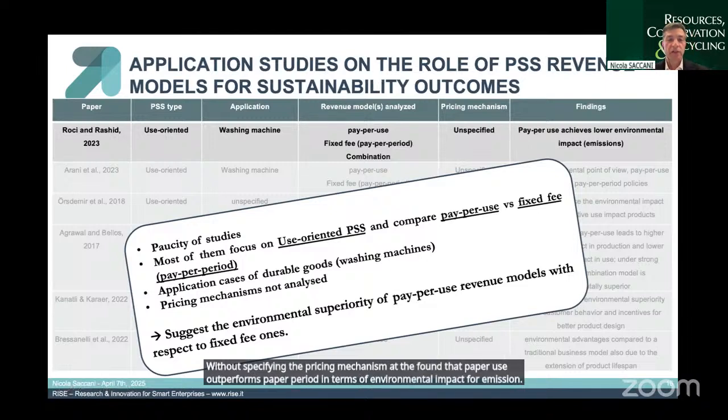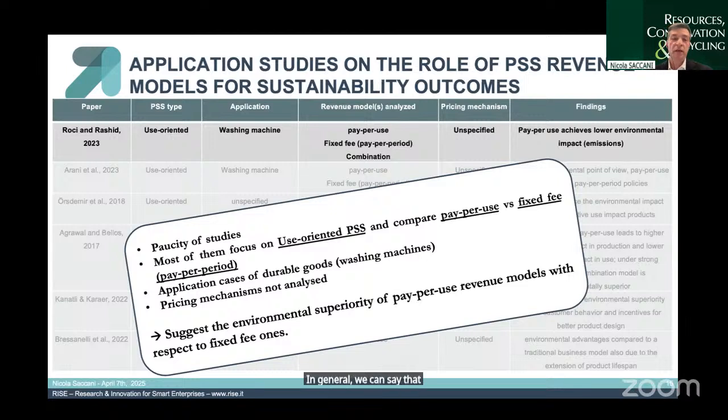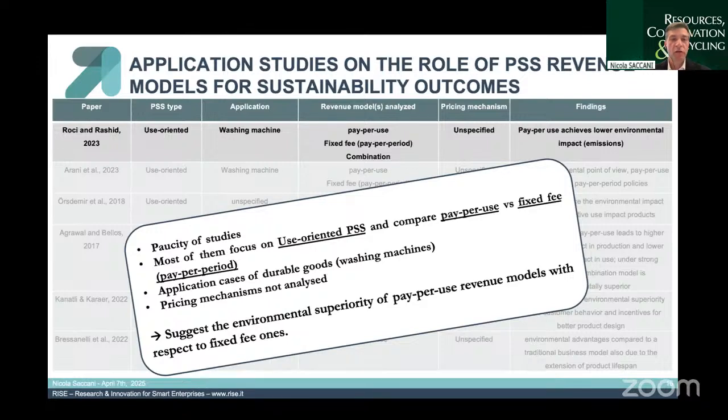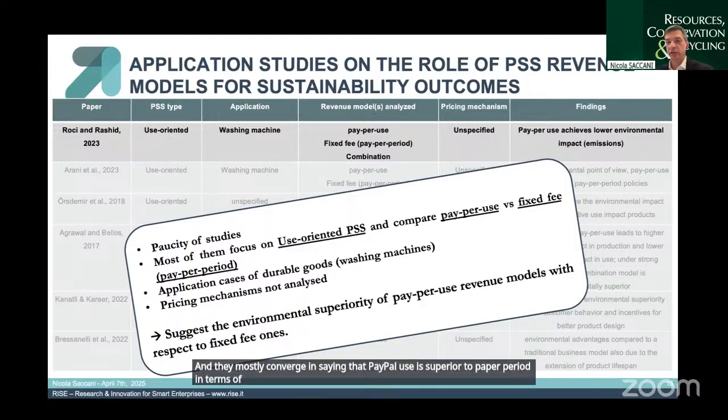In general, we can say that there are few studies, and they almost all focus on use-oriented PSS, comparing pay-per-use with fixed fee or pay-per-period. Many of them are curiously applied to washing machines or other durable goods. Pricing mechanisms are completely overlooked, and they mostly converge in saying that pay-per-use is superior to pay-per-period in terms of achieving better sustainability outcomes.